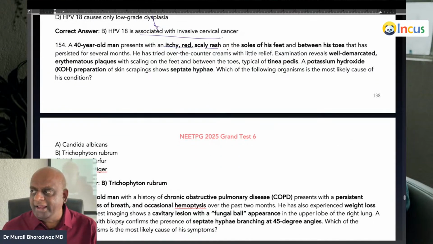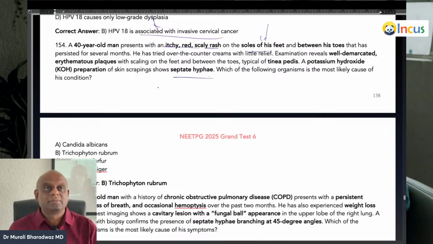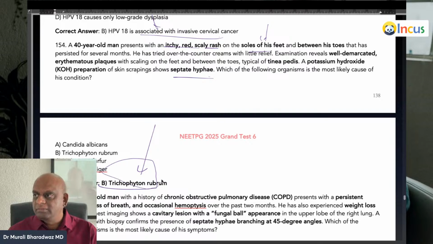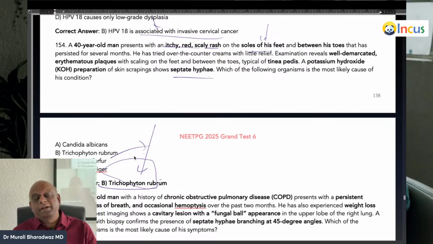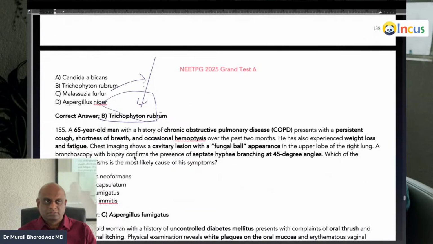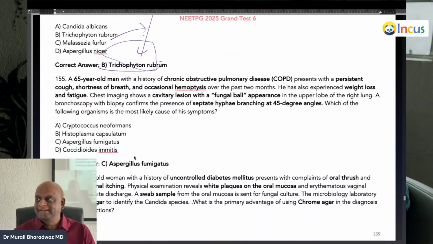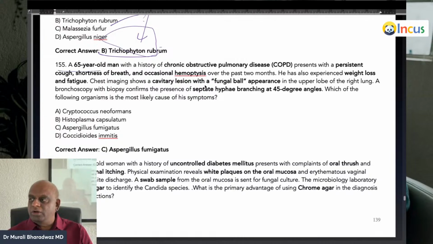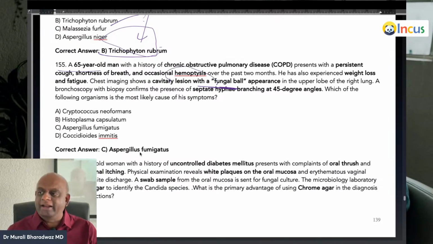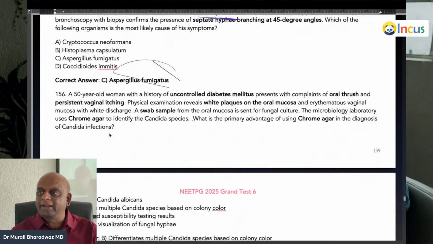There is an itchy, scaly red rash on the soles and feet. There is a septate hyphae, which is classical of Trichophyton rubrum. Malassezia furfur leads to pityriasis versicolor. 65-year-old with fungal ball in the cavitary lesion is Aspergillus fumigatus.